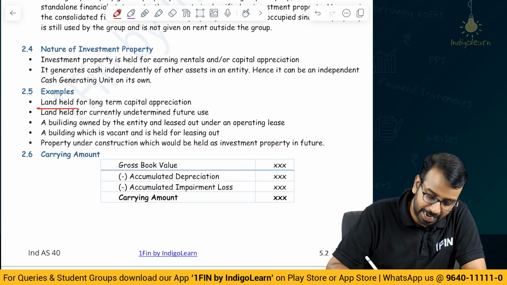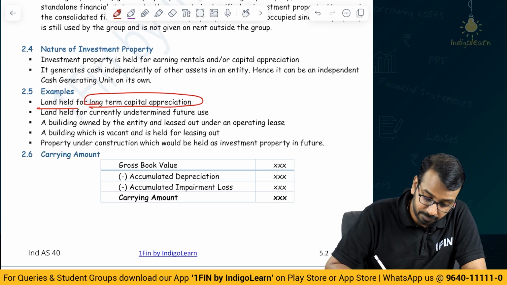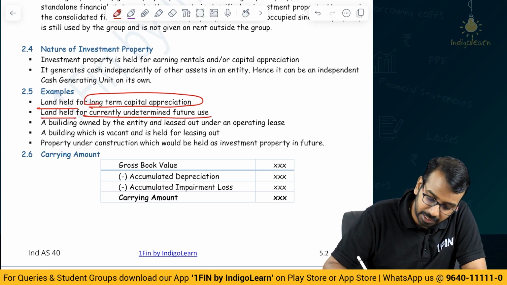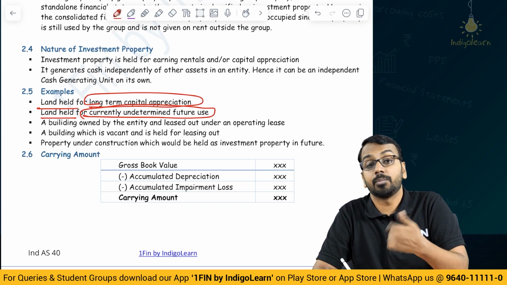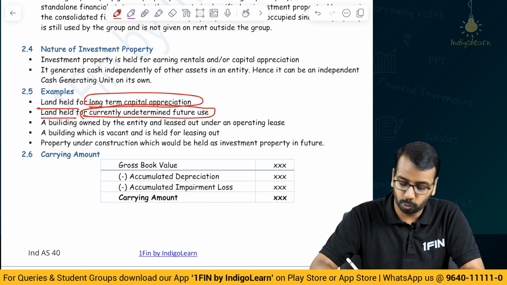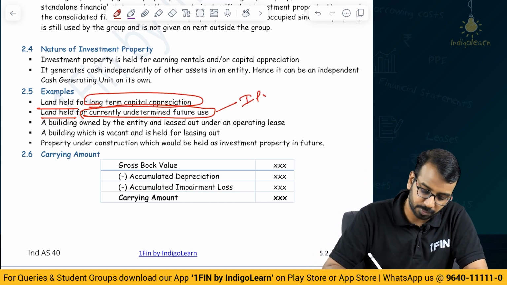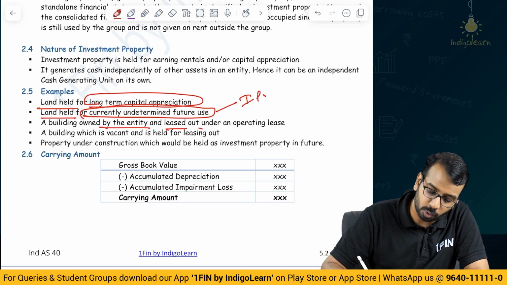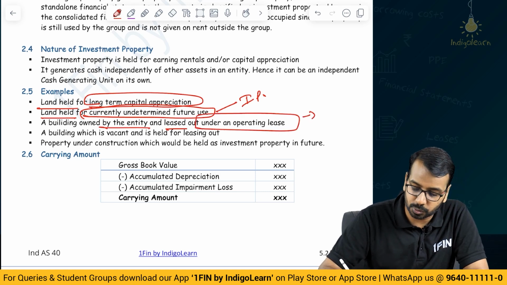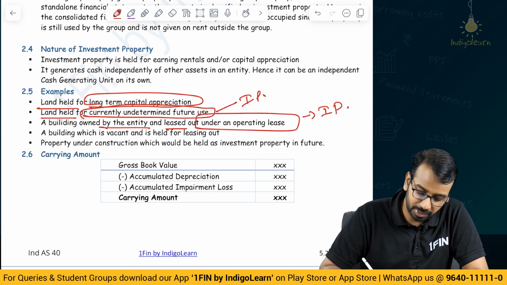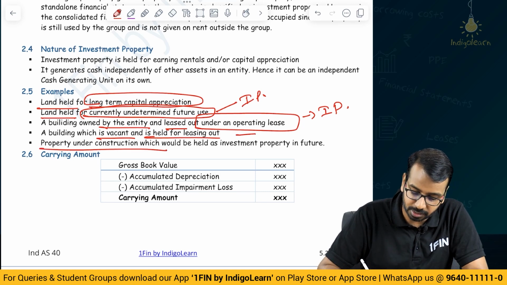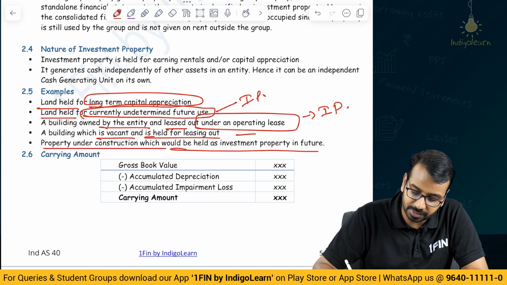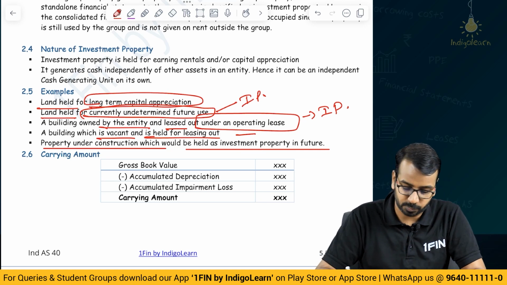Some examples: land held for long-term capital appreciation, very important; land held for currently undetermined future use. I have a land, but for what purpose will I use it in the future? I don't know. Then in that case, it becomes an investment property. A building owned by the entity and leased out under an operating lease is also investment property. A building which is vacant and held for leasing out is also investment property. Property under construction which would be held as investment property in future is also an investment property.